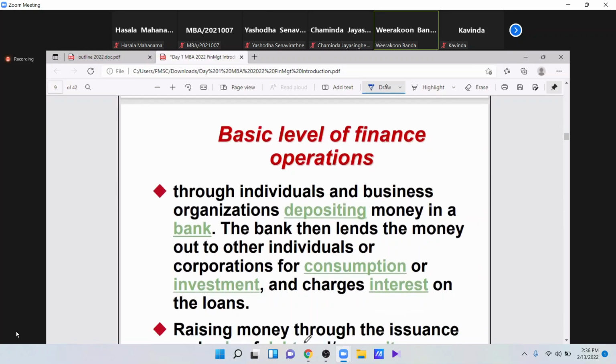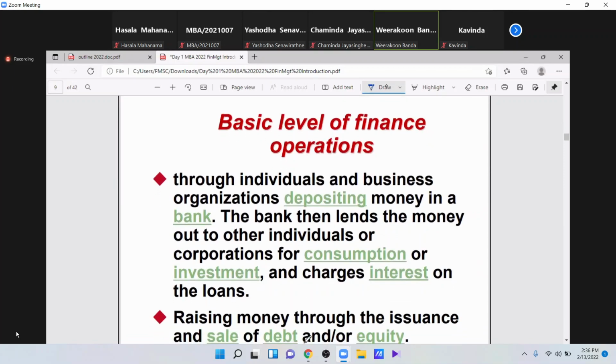Basic level of finance operations. Every individual is involved in some basic level of operations, at least saving some money in the bank as a deposit. Here it indicates individuals and business organizations depositing money in the bank, which then lends the money out to other individuals or corporations for consumption or investment and charges interest on the loan.